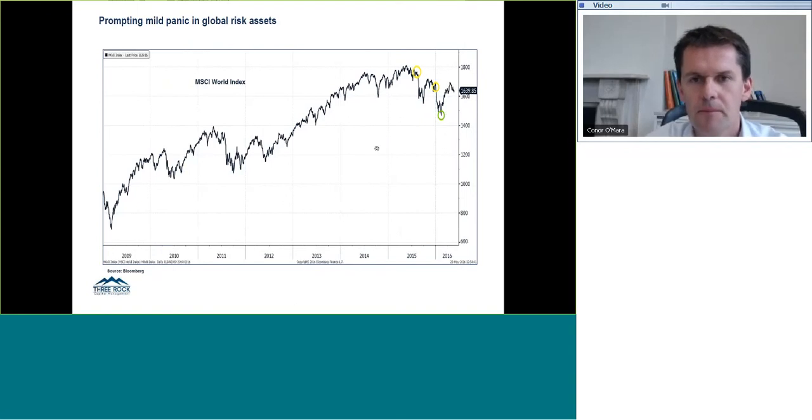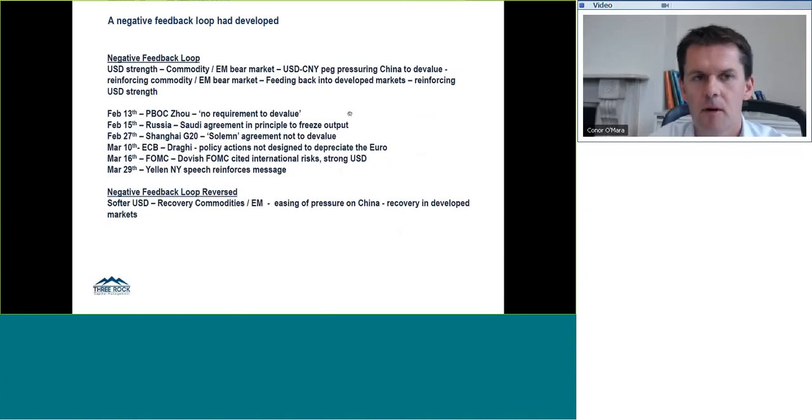So, by this stage, a negative feedback loop had developed, whereby dollar strength was reinforcing the commodity and EM bear market. It was pressuring China to devalue the renminbi, the prospect of which was reinforcing, again, the commodity EM bear market. This was feeding back into developed markets and reinforcing demand for dollars in a safe haven capacity. So there was a requirement to try to break this negative feedback loop or reverse it.